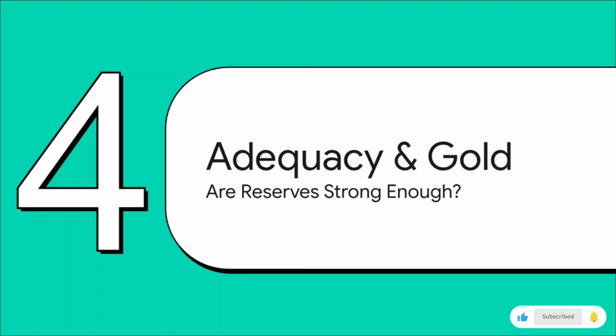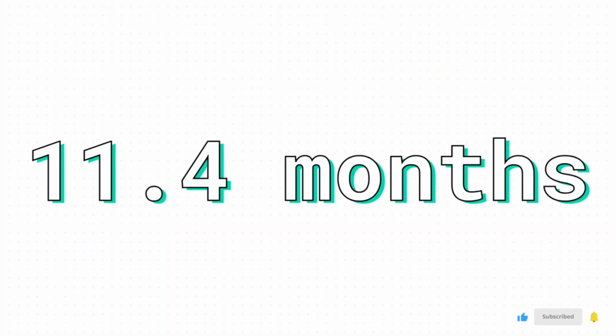The next logical question, especially for your mains exam, is that enough? Well, the RBI uses several key metrics to measure this. The first key metric is something called import cover. At 11.4 months, it shows a very comfortable position. It basically means we can cover nearly a whole year's worth of imports, even if our exports suddenly dropped.